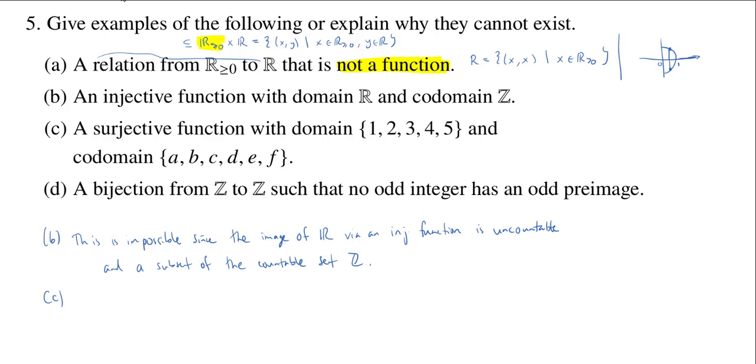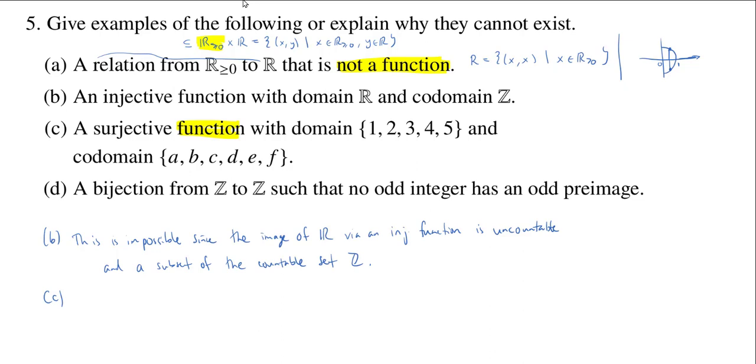All right, so can we build a surjective function? If it's going to be a function, then every element in the domain, 1, 2, 3, 4, 5, has to have a unique image.